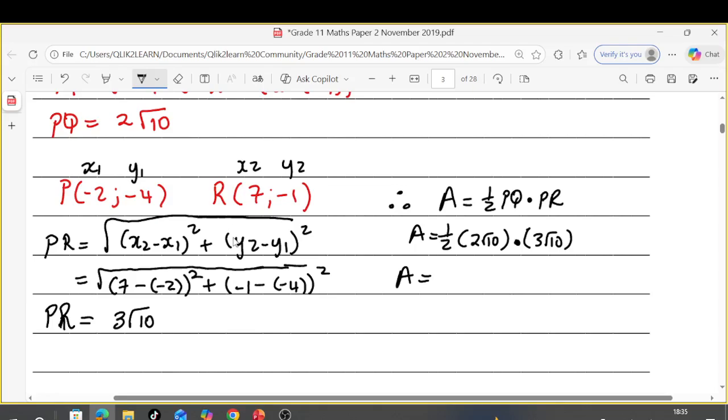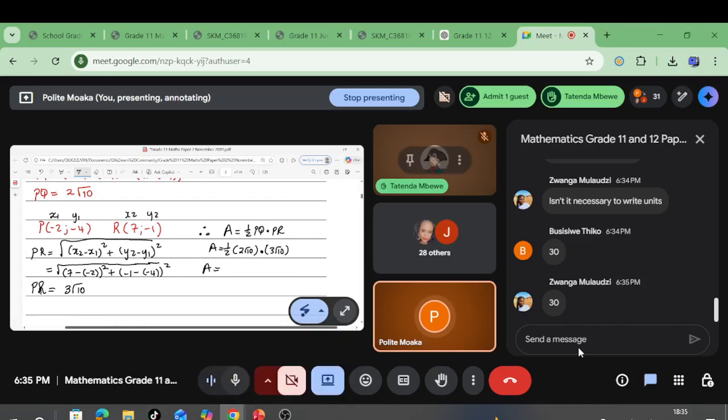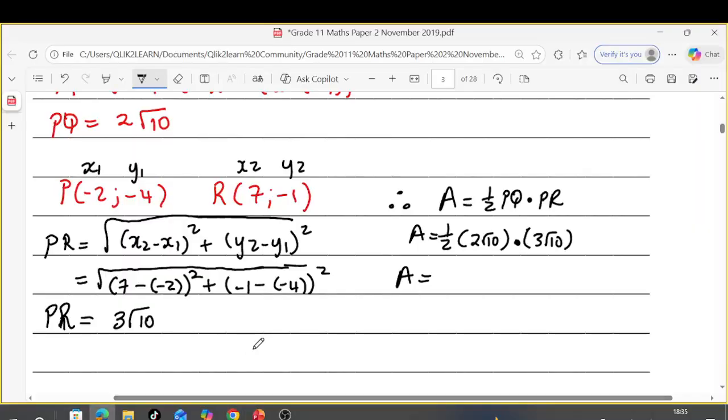Oh, thank you very much. Someone gave us the correct answer in the comments. Ntombizodwa, thank you very much. You see, someone gives us the correct answer. Let's see on the class. Busisiwe, with thanks. Zwanga, much appreciated. Thank you very much.